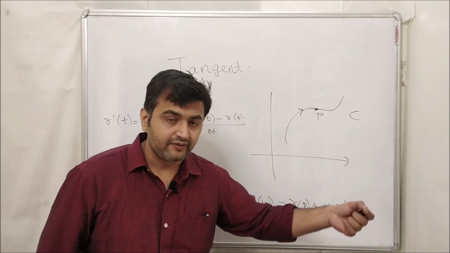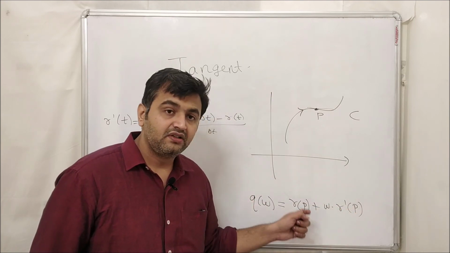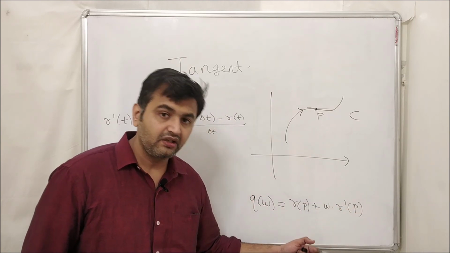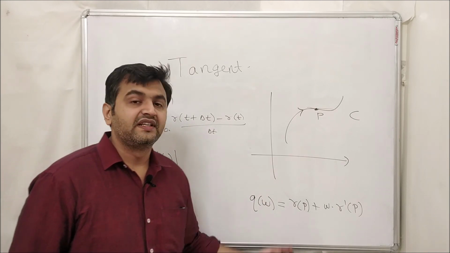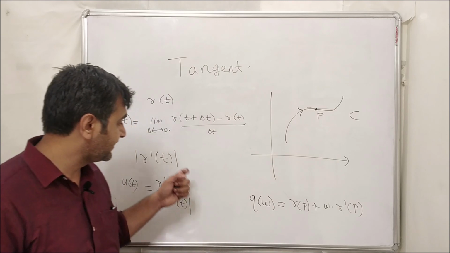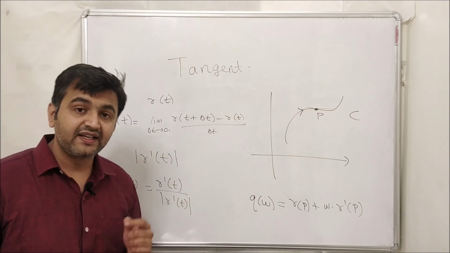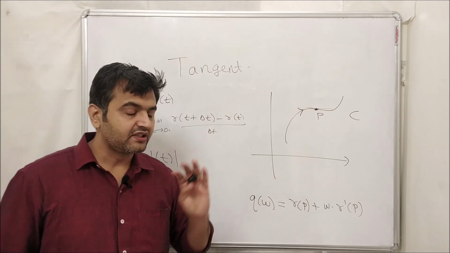I know w is varying. So using this equation or using this vector, you can find the equation of the tangent line, or you can plot the tangent vector. So these are the three things that one should know. Now let me take an example so that everything will be clear to you.